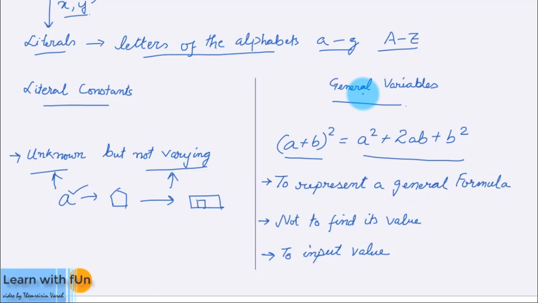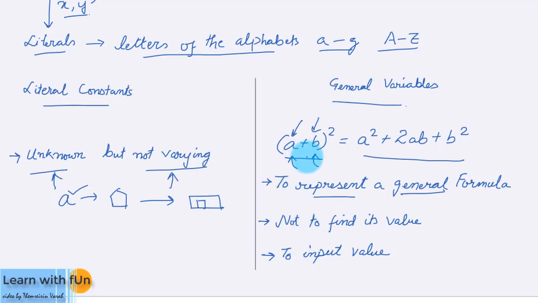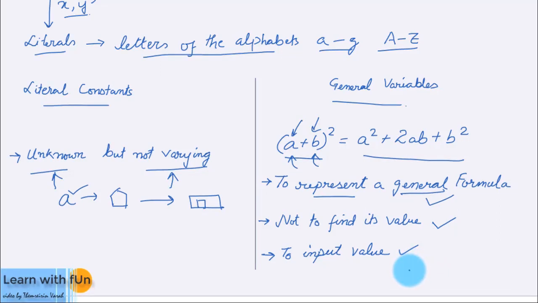Now general variables. General variables are also unknowns. These literals are not interested in getting any specific value. They are meant to represent a general formula or a general identity, or they give a general expression to something, and the value does not matter. We don't need to find its value. Rather, we can input any value on them as and when we need.